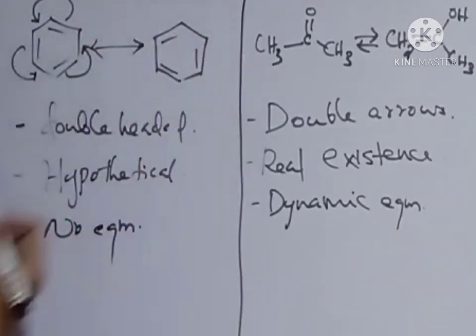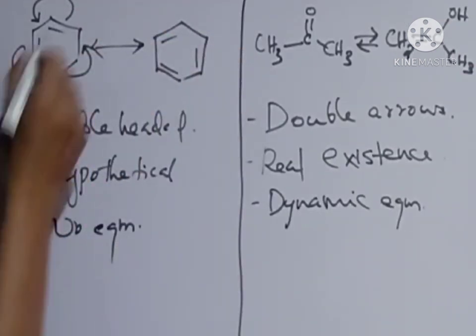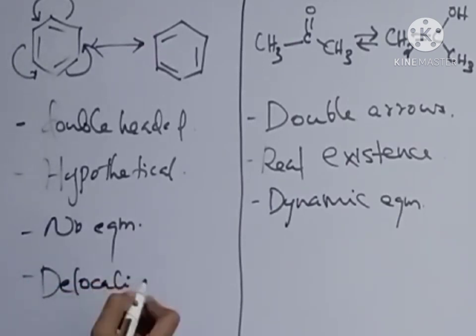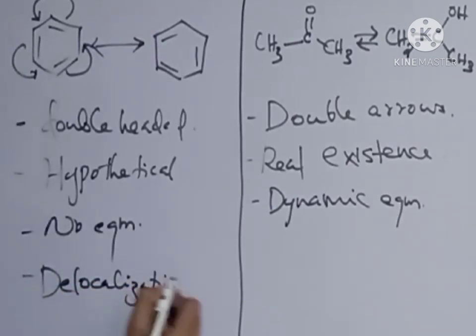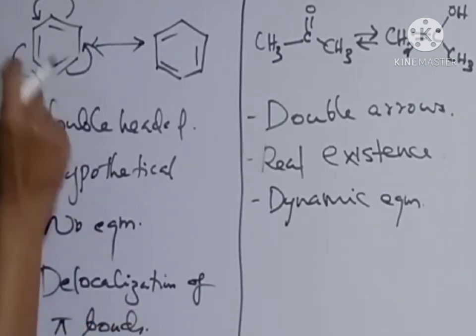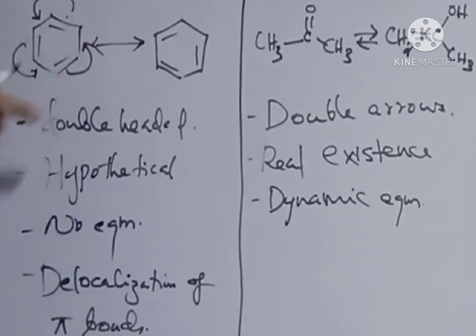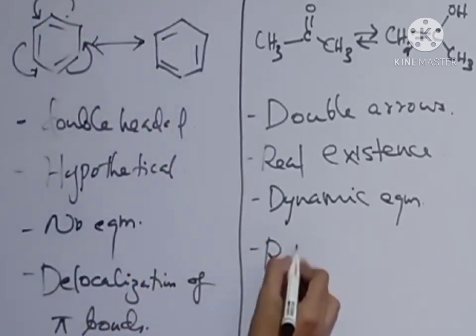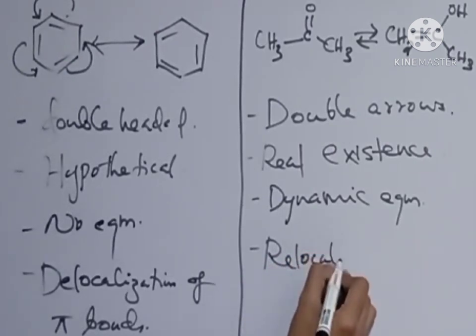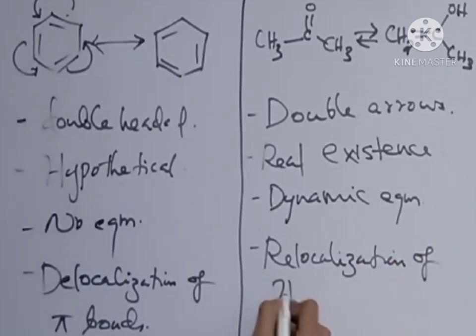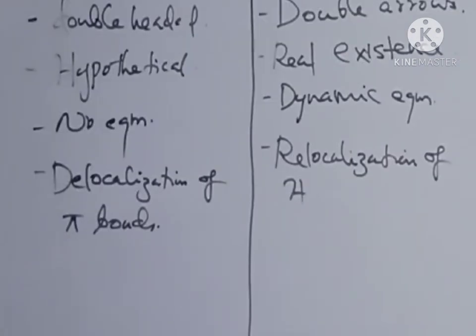Here, if we look at these structures, we can say that resonance is represented by the delocalization of pi bonds. Here this pi bond is shifted towards here, and so on. But in tautomerism, there is relocalization of hydrogen.